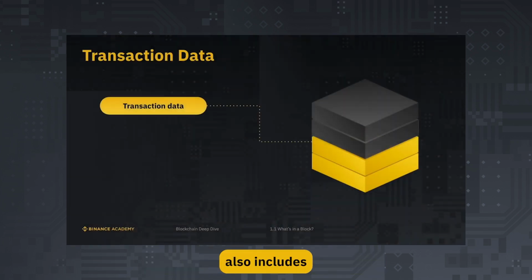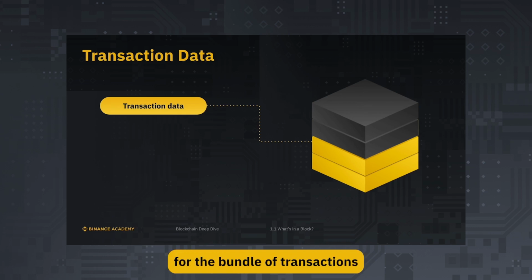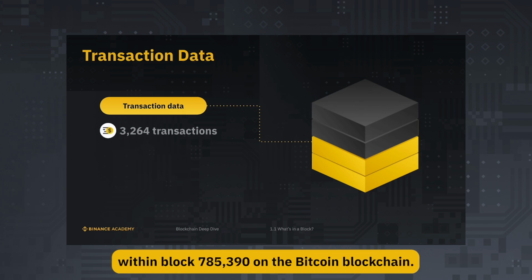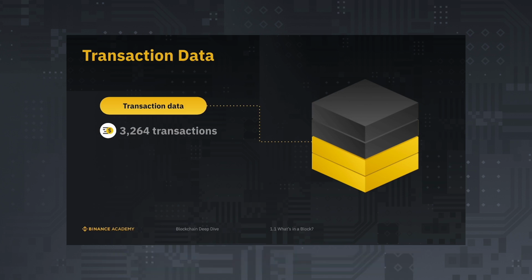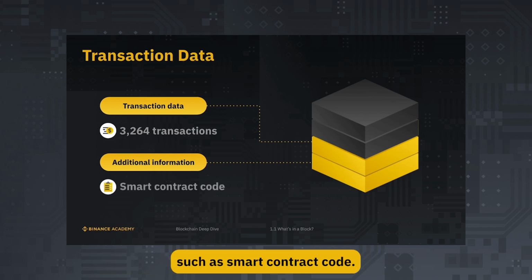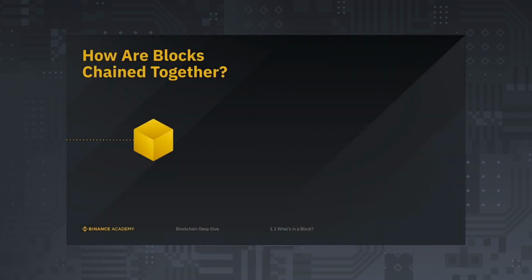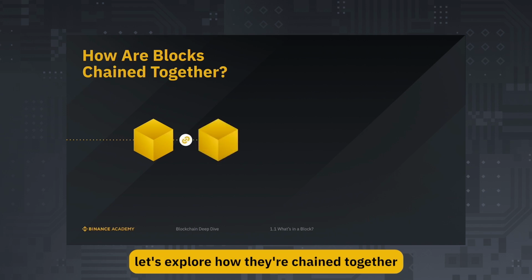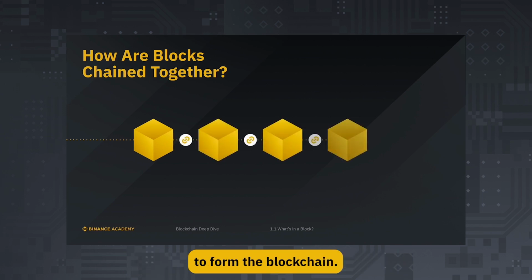Each block also includes transaction data for the bundle of transactions recorded within the block. For instance, there are 3,264 transactions within block 785,390 on the Bitcoin blockchain. Some blockchains may include additional information, such as smart contract code. Now that we've taken a closer look at blocks, let's explore how they're chained together to form the blockchain.